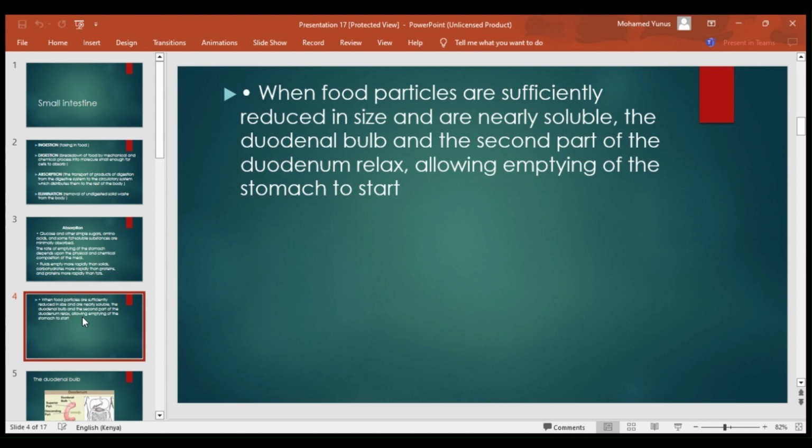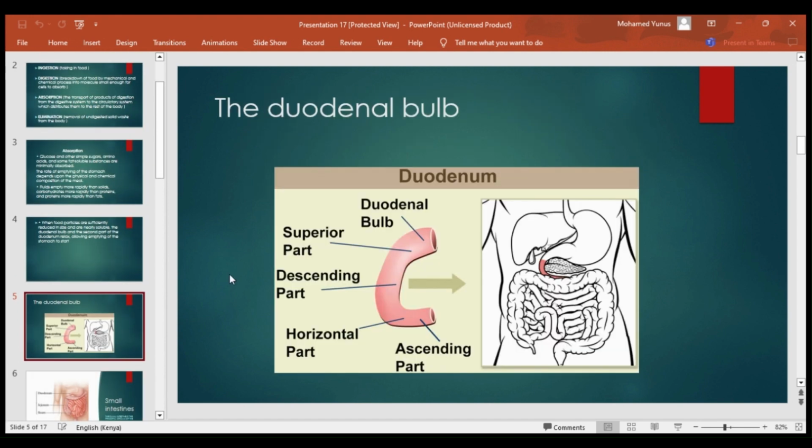We've also found that when food particles are sufficiently reduced in size and are nearly soluble, the duodenal bulb and the second part of the duodenum relax, allowing the emptying of the stomach to start. Here is what I mean by the duodenal bulb. Here's the duodenal bulb, then this is the superior part of the duodenum, then the descending part of the duodenum, then here's the horizontal part.